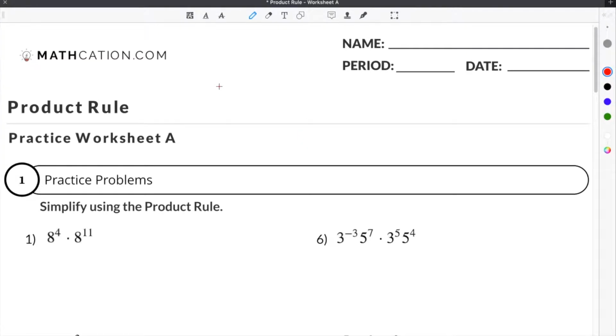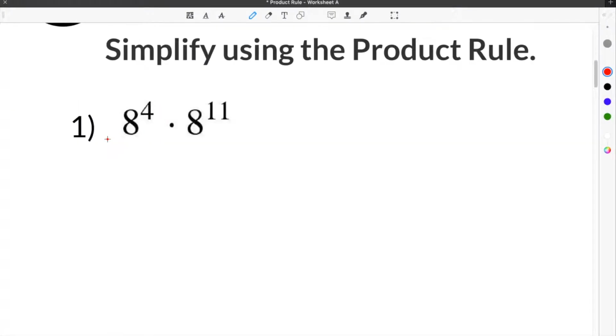This video is about the product rule for exponents. You can download our product rule for exponents worksheet by clicking on the link in the description below. Here we are at number 1. Number 1 says we're going to multiply 8 to the 4th times 8 to the 11th.